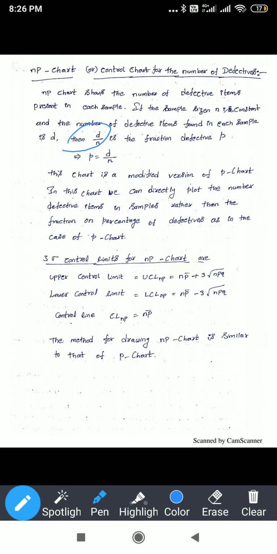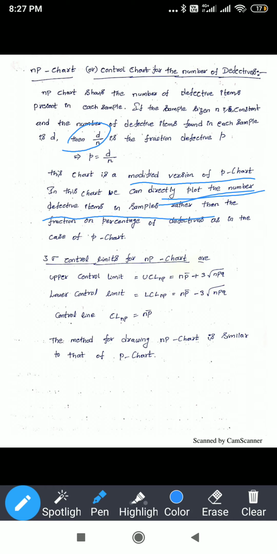Okay. In this chart, the NP chart is a modified version of the P chart. Here we are not using the fractions. In this chart, we can directly plot the number of defective items in samples rather than the fraction or percentage of defectives as in the case of the P chart. So this is the difference between these two charts. Here we are not using the word fraction defective. Directly we plot the defective numbers.